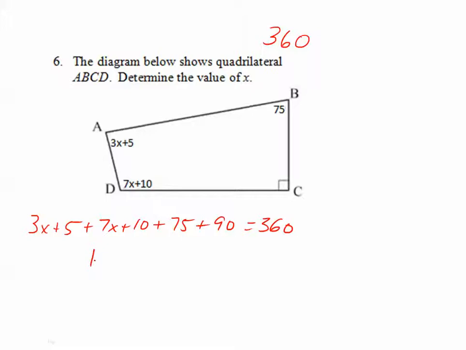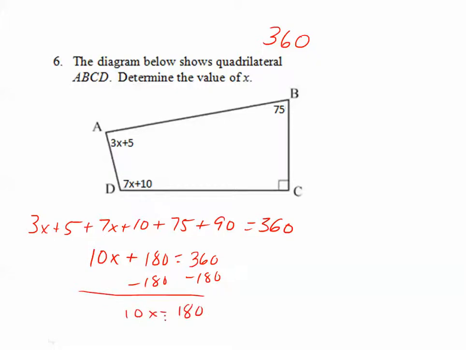And when we combine like terms, we get 10x plus 180 equals 360. Subtract 180 from each side, and we get 10x equals 180. Divide by 10, x equals 18. Now remember, if you need to slow this down and rewatch it and follow the steps, do that. Rewind it. That's a privilege that you have because it's on video.